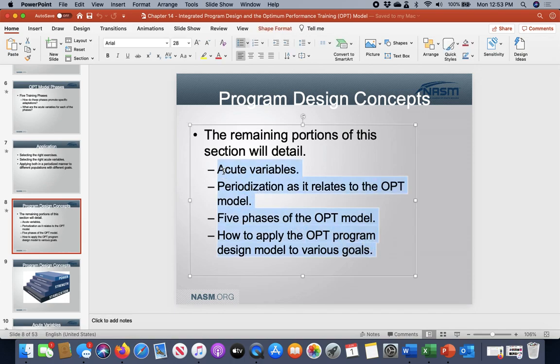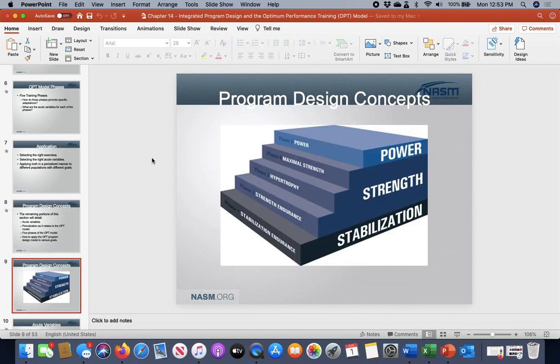Acute variables, periodization, the 5 phases of the OPT, let's break those down a little bit more. And then how do we apply them, so that we can start to program effectively? I showed you this before, but phase one is your stabilization endurance, and as a general person, that's probably where you're going to begin. Strength endurance, hypertrophy, max strength, and power.